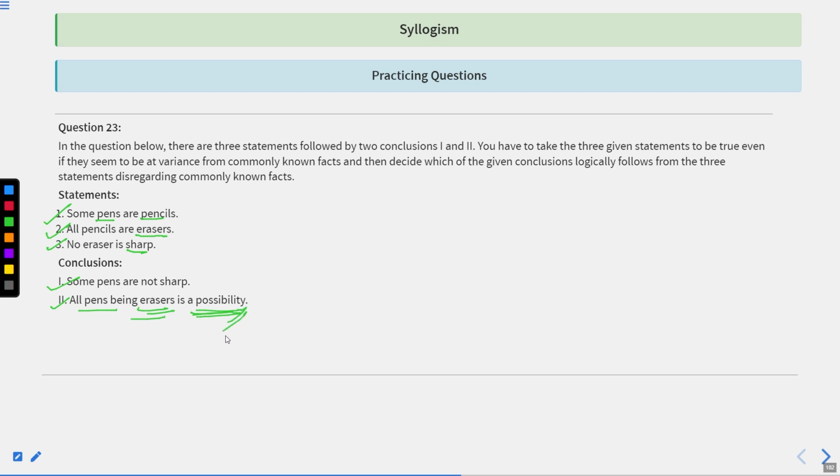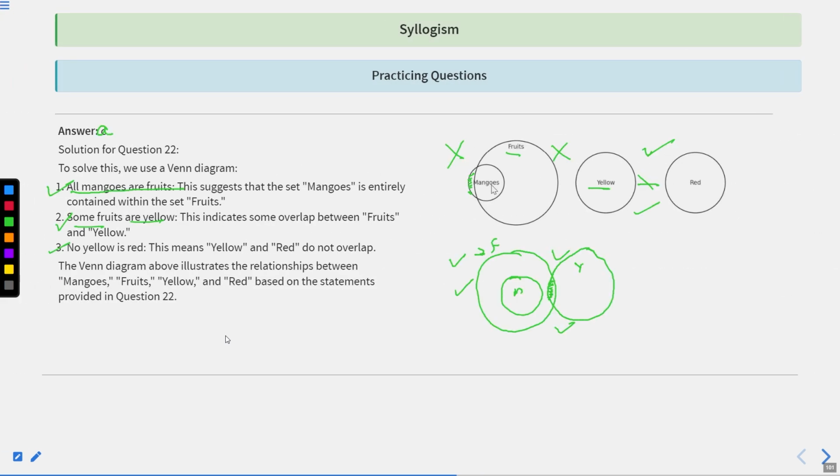So students, in these two questions we just solved, question number 22 and question number 23, there was a difference. Why? Because in the earlier question, there was no direct relation that we could have inferred. The relation was between fruits and yellow. All mangoes are fruits. So we cannot say all fruits are mangoes. First thing. Now some fruits are yellow.